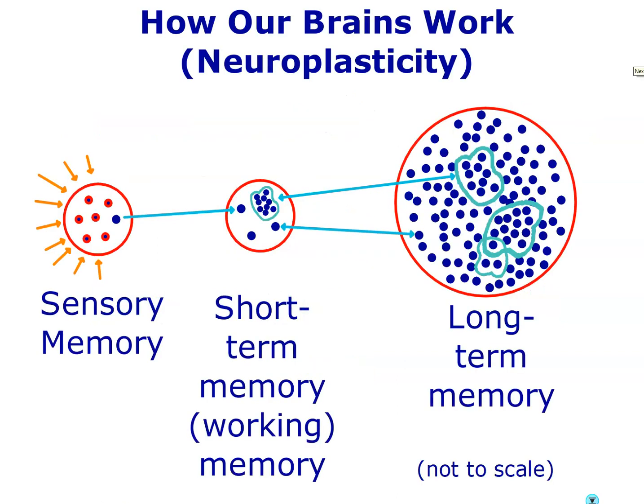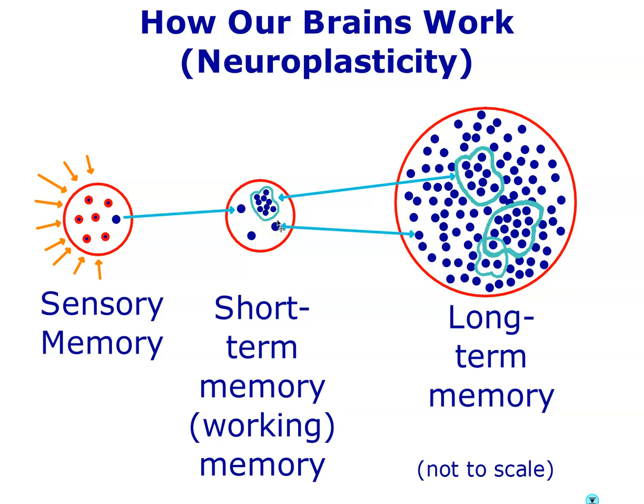So we're going to start by having a quick look at how our brains work, what's called neuroplasticity. There's basically three parts of the brain we want to look at: what's called sensory memory, where all the information at the moment that you're seeing, listening to, feeling, etc., is coming into your sensory memory. Some of that goes into your short-term memory, and then some of the information in your short-term memory goes into your long-term memory. And of course, you can then retrieve that information from your long-term memory.